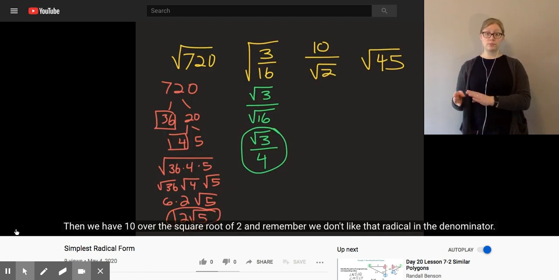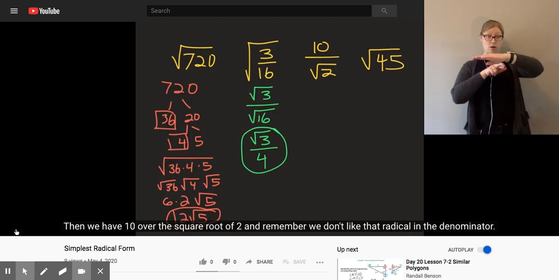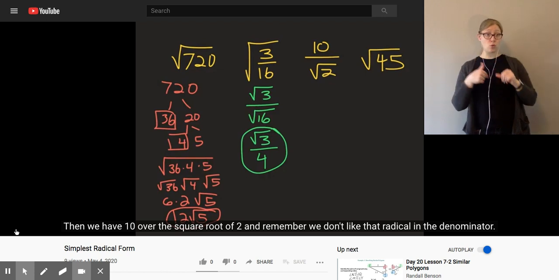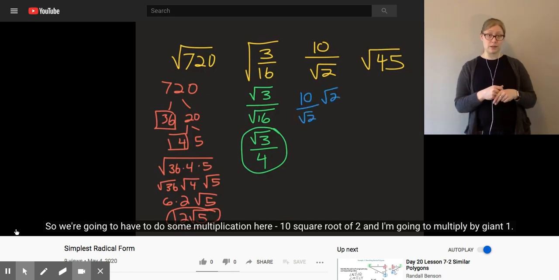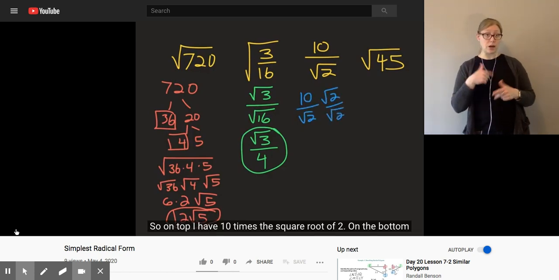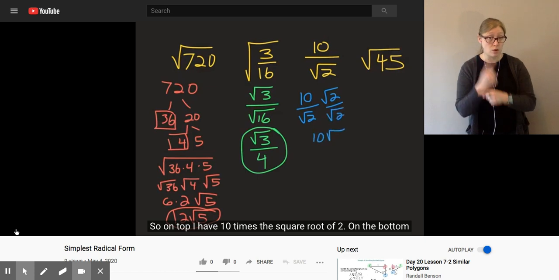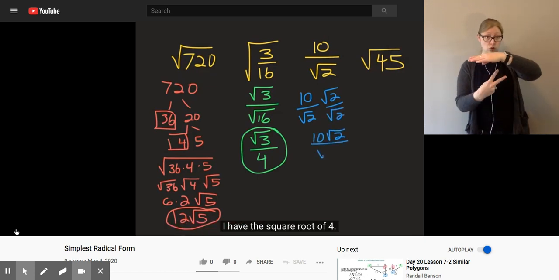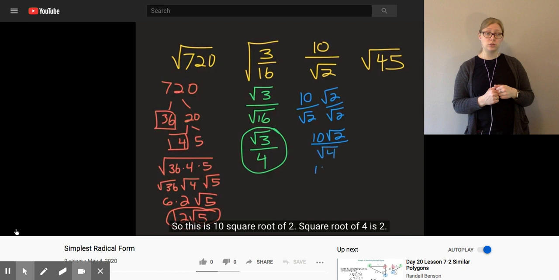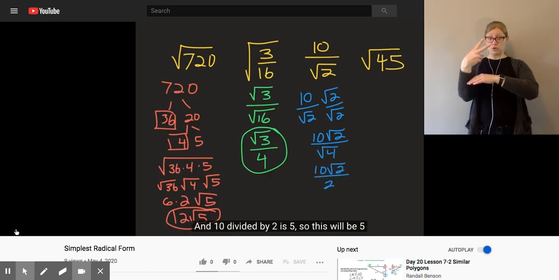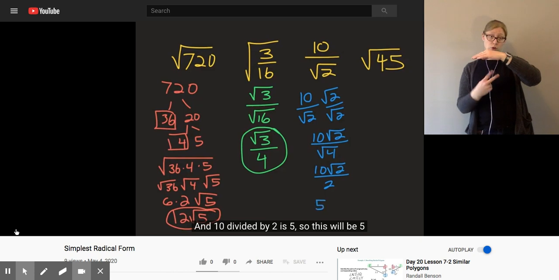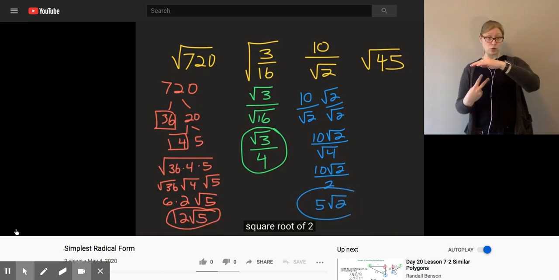Then we have 10 over the square root of 2. And remember, we don't like that radical in the denominator, so we're going to have to do some multiplication here. I'm going to multiply by giant 1 here. So on top I have 10 times the square root of 2. On the bottom I have the square root of 4. So this is 10 square root of 2. Square root of 4 is 2. And 10 divided by 2 is 5. So this will be 5 square root of 2.